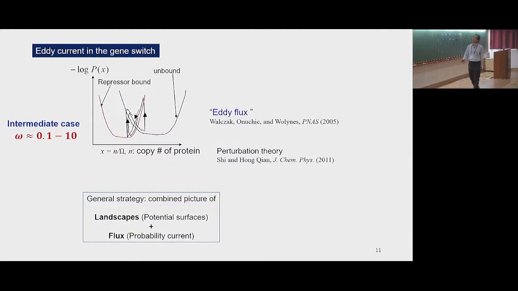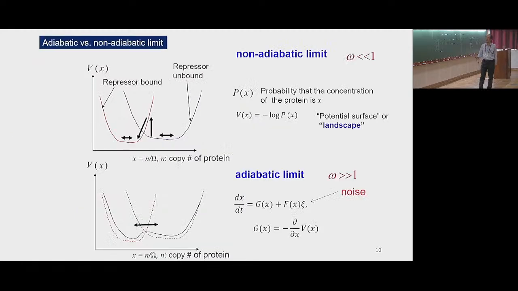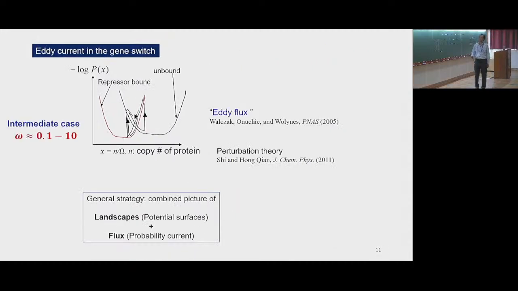So this is the case. Omega, adiabaticity parameter, is near 1. So this is the case. Adiabaticity parameter is much larger than 1, and this is the case. Adiabaticity parameter is much smaller than 1. But if omega is around 1, so we have some difficulty, and we expect the noise is enhanced in this regime.